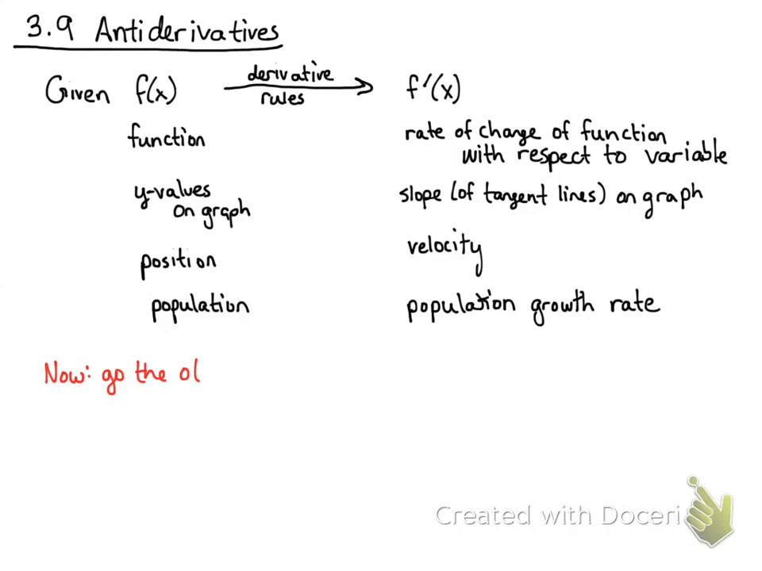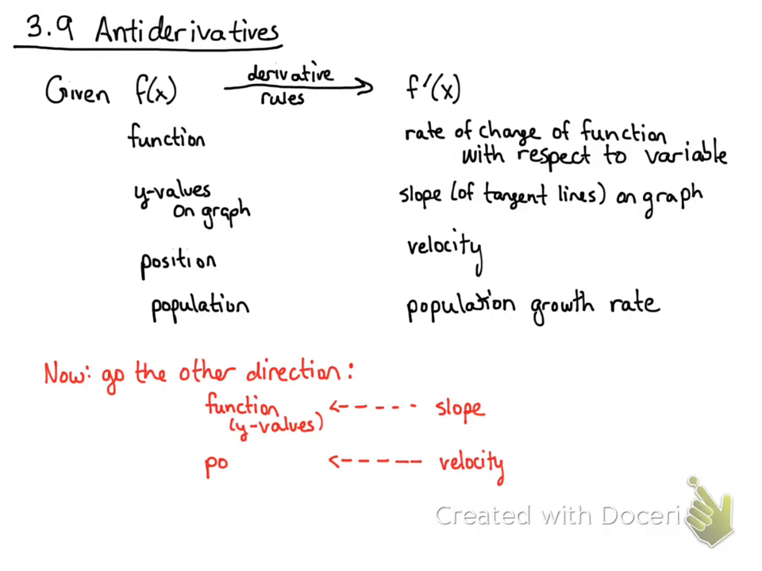But now what we want to do is go the other way. That is, if you describe for me the slopes of some graph, I would like to be able to tell you the function, the y values. If you describe for me the velocity of an object, I would like to be able to give you the position. Or in other words, if you give me f prime, I would like to be able to figure out what f of x was. So not taking a derivative, but sort of untaking a derivative, going backwards. The question is, how do we do that? Before we talk about how, we need a little bit more language.